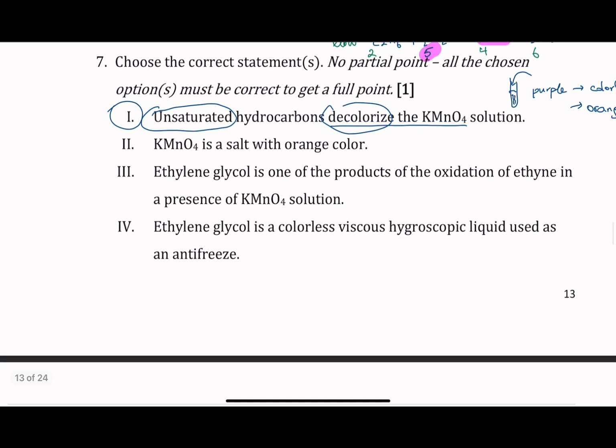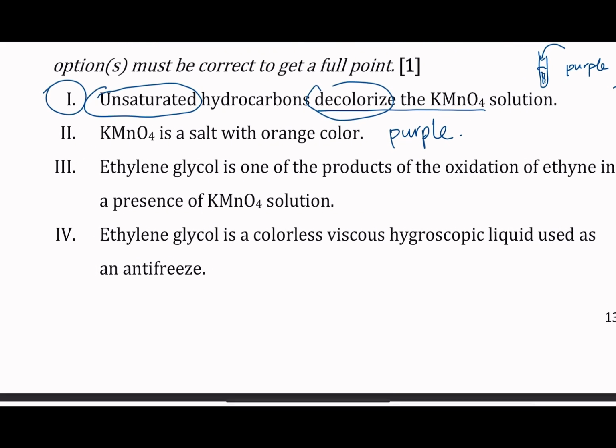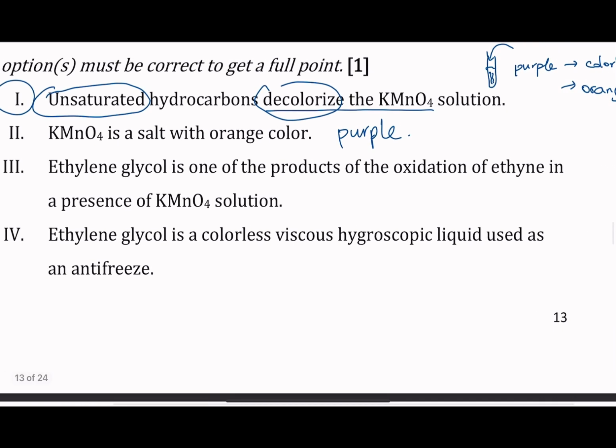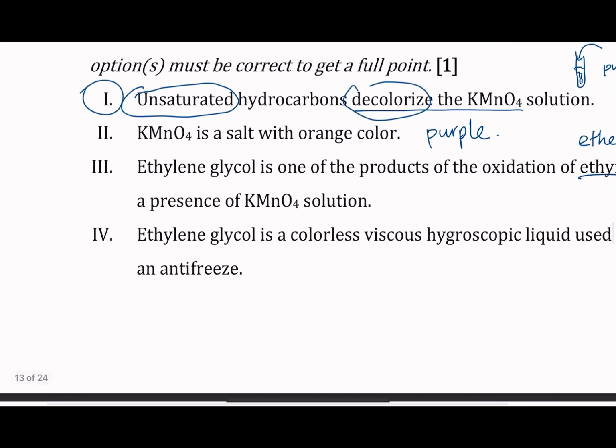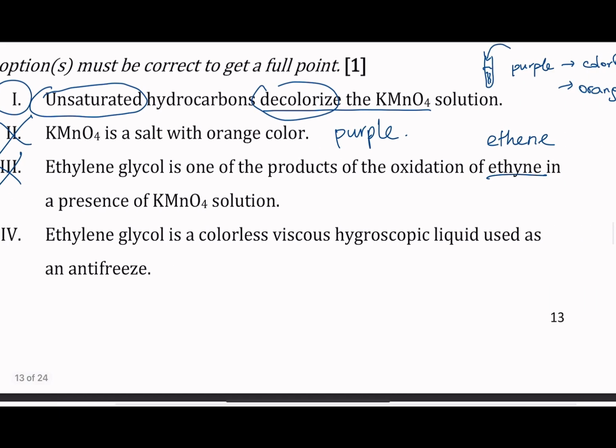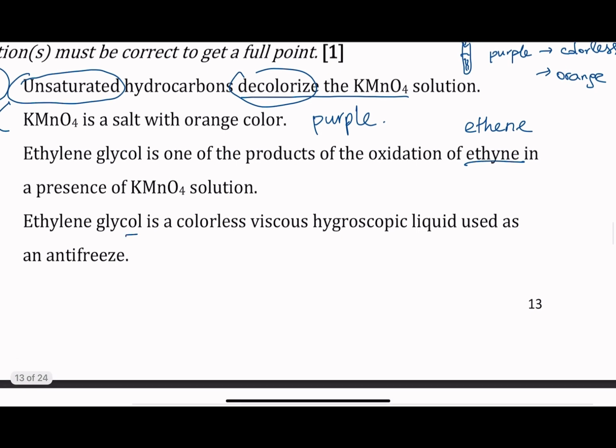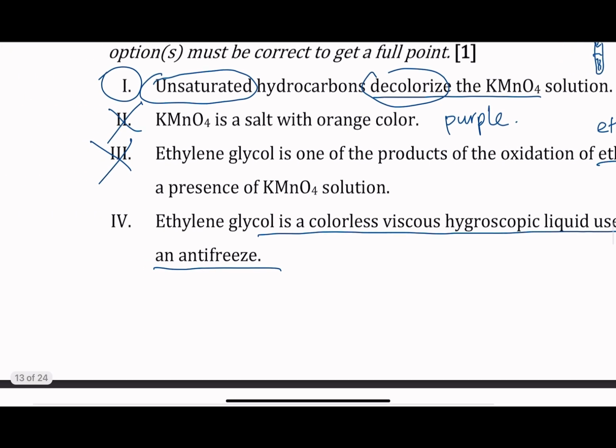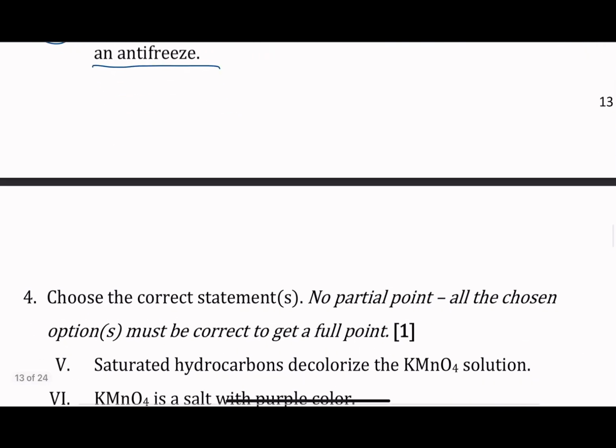Potassium permanganate is a salt with orange color. That is wrong. It is a purple color. If you check the PowerPoint, you would see it. Ethylene glycol is one of the products of oxidation of ethine. It was not ethine, it was ethene. That's why this answer is wrong too. And ethylene glycol is a colorless, viscous, hygroscopic liquid used as an antifreeze. And if you would check the slides, you would see that 1 and 4 were the answers.